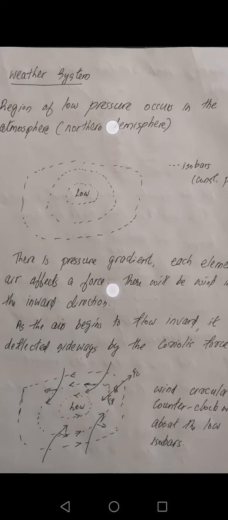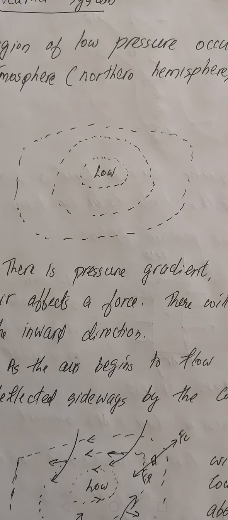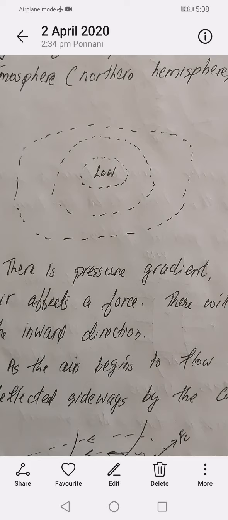Well, let us understand about weather systems. For a weather system, let us think about a region of low pressure occurring in our atmosphere in the northern hemisphere. Okay, we are considering the northern hemisphere. So this is the figure I plotted here, a low.